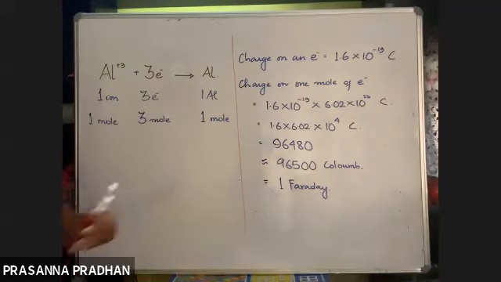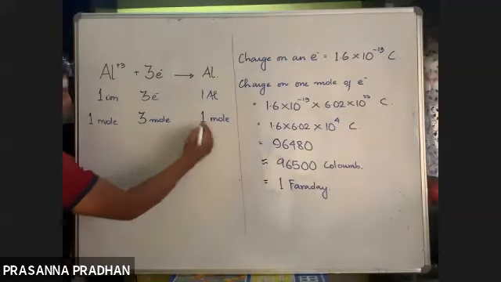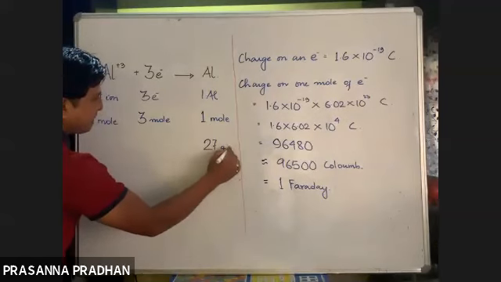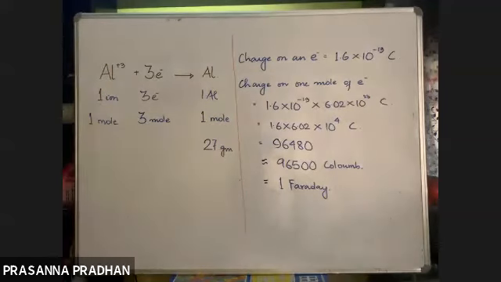1 mole का मतलब क्या है? 1 mole of water means how many grams of water? Molecular mass, 18 grams. 1 mole of carbon dioxide means what? Molecular mass, 44 grams. So similarly, 1 mole of aluminium means it is equal to the atomic mass. So 1 mole of aluminium means 27 grams of aluminium is going to get deposited.